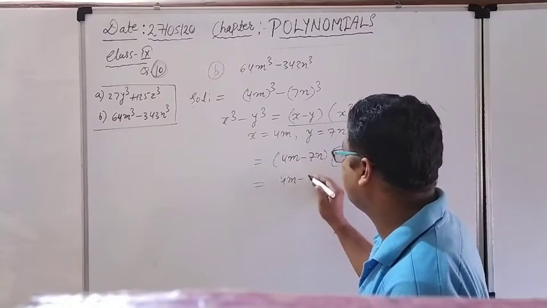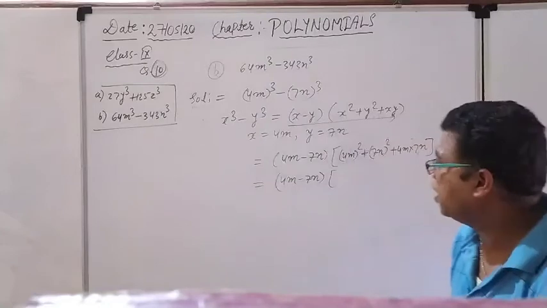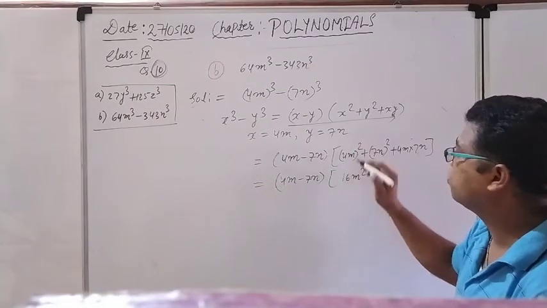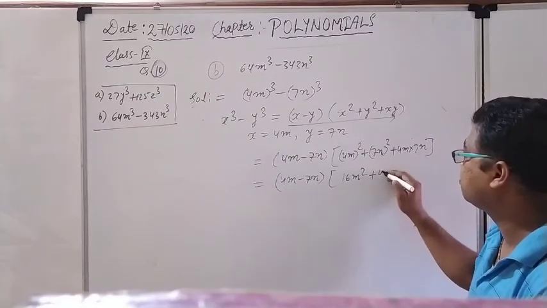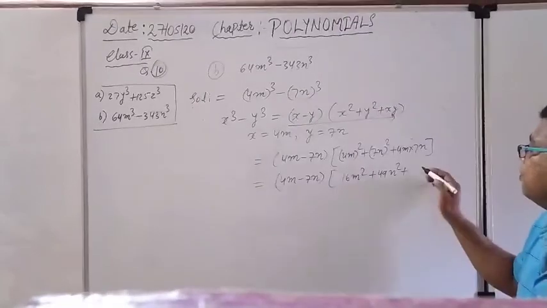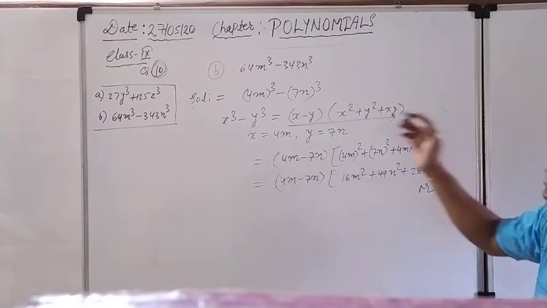This will give me the same 4m minus 7n. Okay, 4m whole square will give me 16m square, because 4 square is 16, and here 7 square means 49n square, and here the multiplication of the terms, so 7 fours are 28mn. So this is going to be my answer.